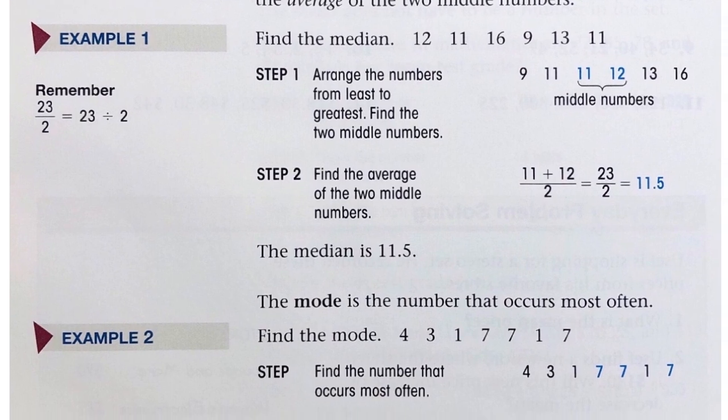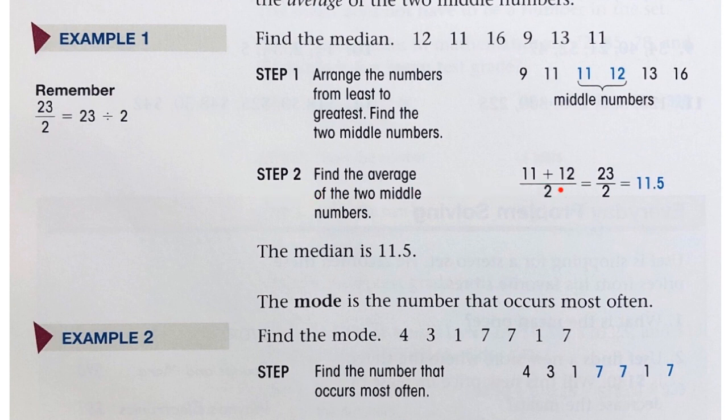So for example, find the median of this set of numbers. Step 1, arrange the numbers from least to greatest. Find the 2 middle numbers. 1, 2, 3, 4, 5, 6. So there's 2 on this side and 2 on that side, and they're arranged from least to greatest. We've got 11 and 12 as the middle numbers.